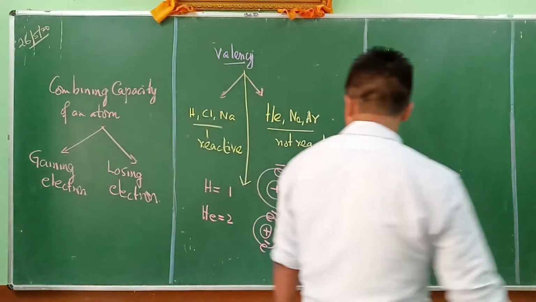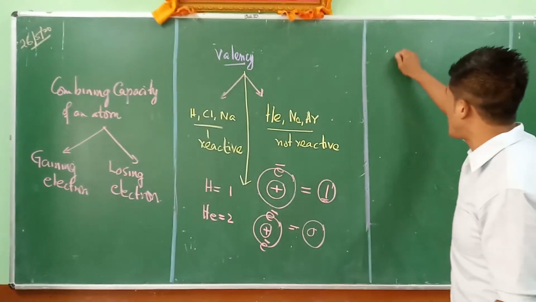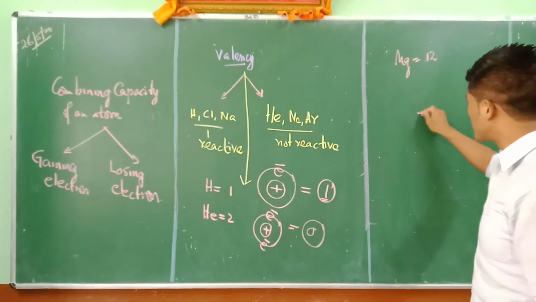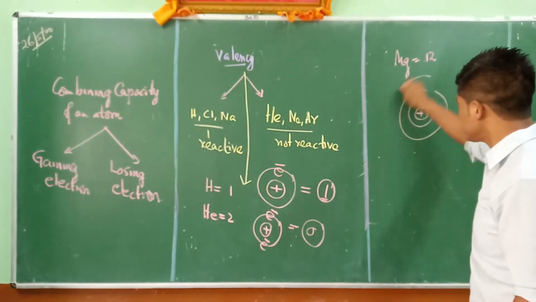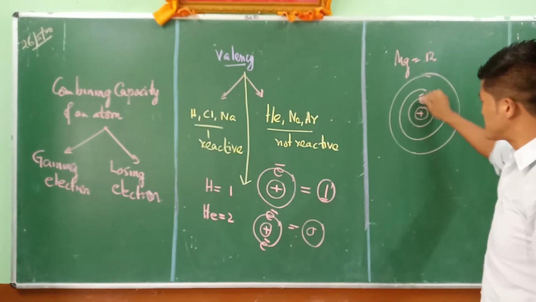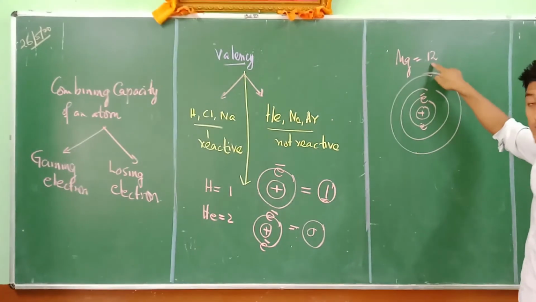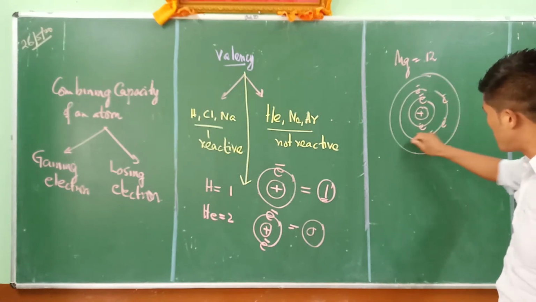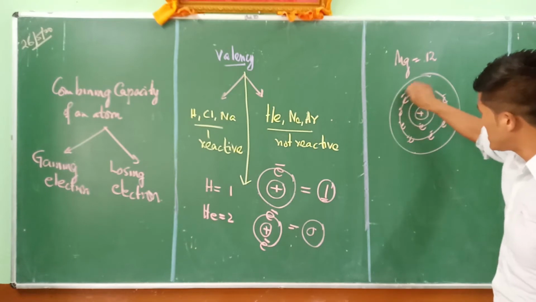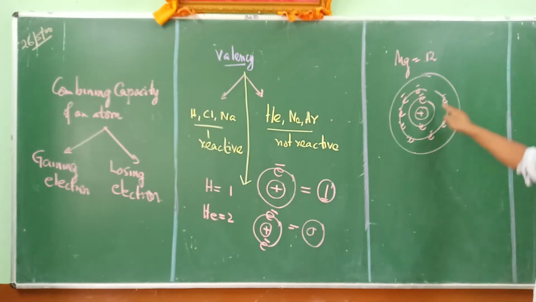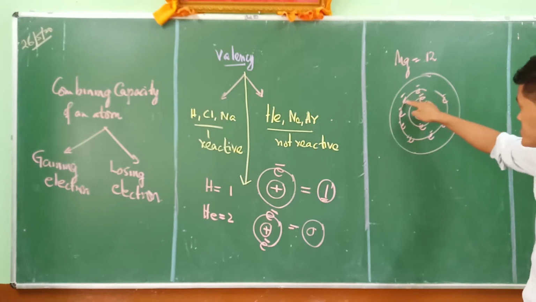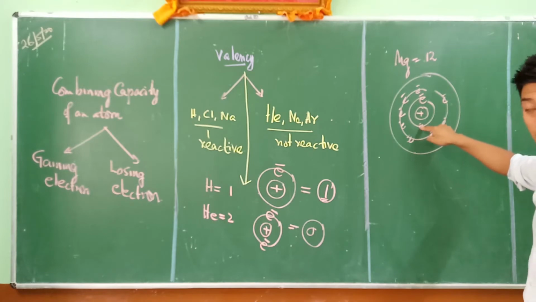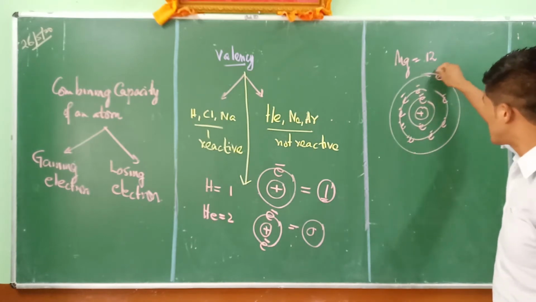Now let us talk about the next one. Let's take the example of magnesium, atomic number 12. If we write the configuration of magnesium, in the first shell there is a space for 2 electrons, so 2 electrons are present. In the second shell there is a space for 8 electrons: 1, 2, 3, 4, 5, 6, 7, 8. And inside, 2, 10. Now how many are left? 2. So I'm going to write 2 outside here.